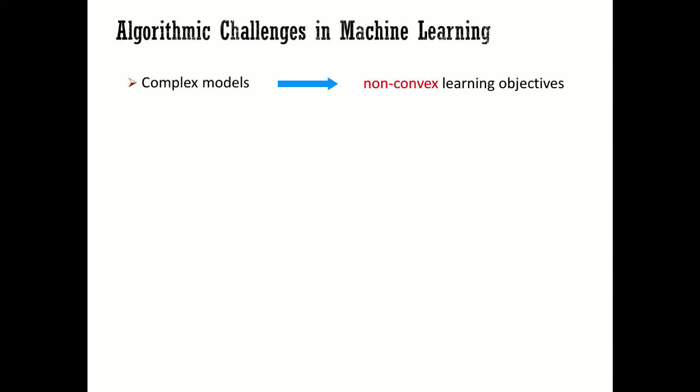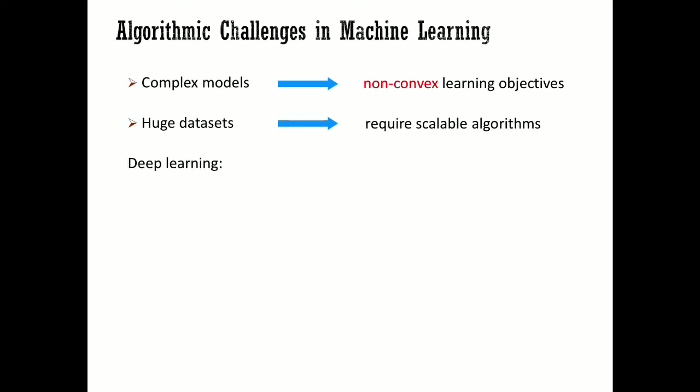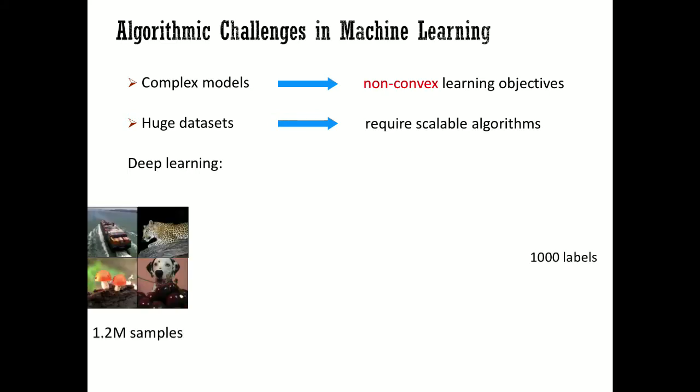And moreover, we are using these complex models on huge data sets. The dimension of the model, the dimension of the data, and the size of the data sets are all very high. This requires us to use scalable algorithms. For example, deep learning is one of the examples where we use complex models successfully on tasks in computer vision, natural language processing, etc. For example, in computer vision, we have this ImageNet data set, which consists of 1.2 million examples.